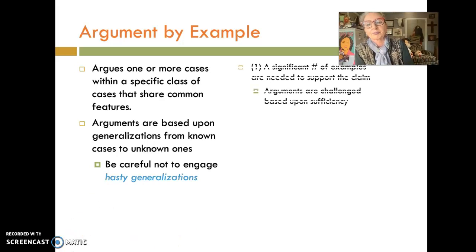All right, moving on. Number 1, a significant number of examples are needed to support a claim. So you have to have a lot. Arguments are challenged based on sufficiency. Do you have enough?